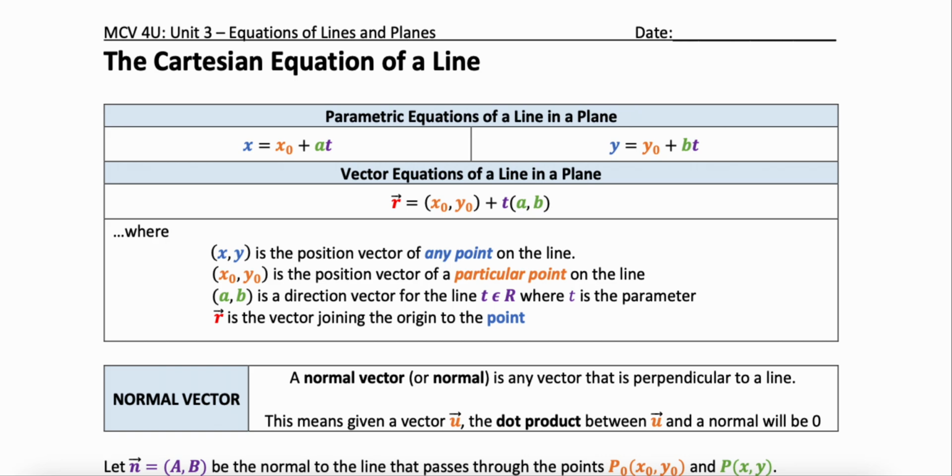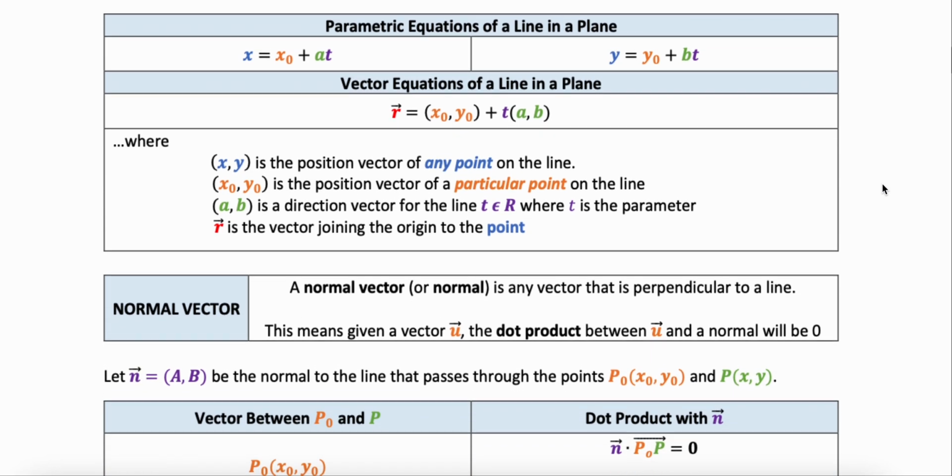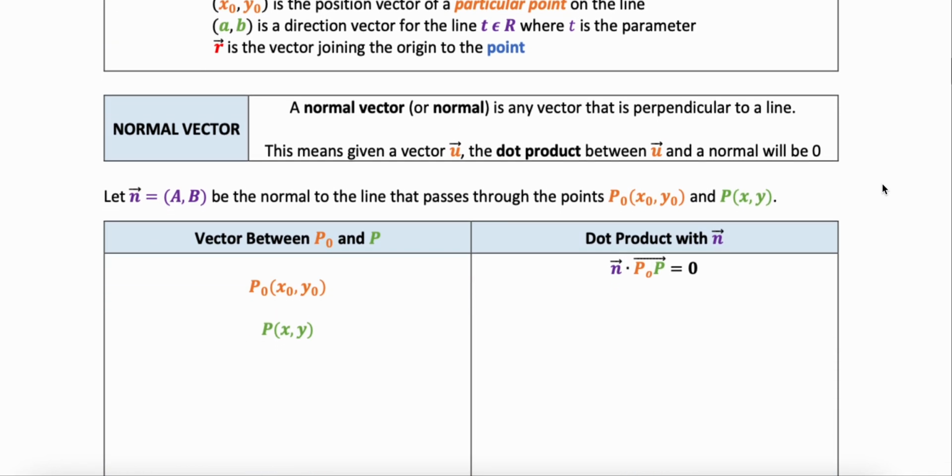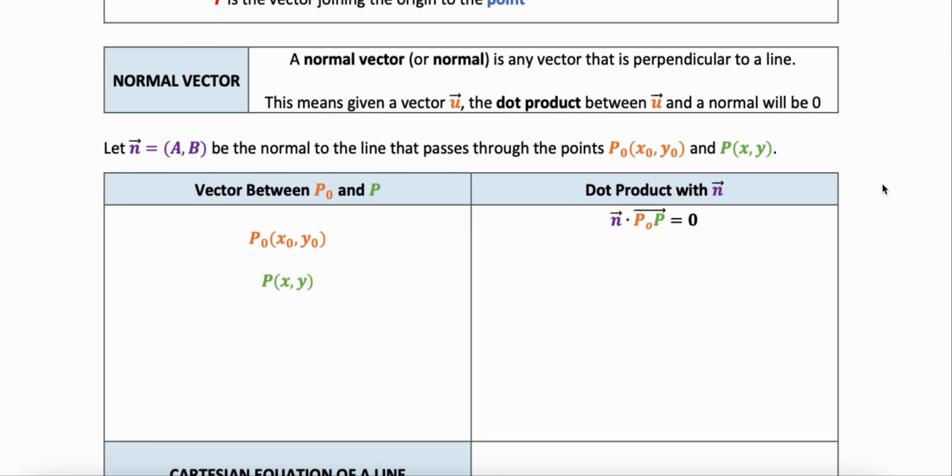So today I want to tell you about the normal vector. A normal vector is any vector that is perpendicular to a line. That means that if we're given a vector u, the dot product between u and the normal vector will always be 0. That's one of the properties that we learned in our last unit. We're going to let the normal vector be represented by the letter n, and we're going to use the capital letters A and B for its coordinates, and you'll see why in just a little bit.